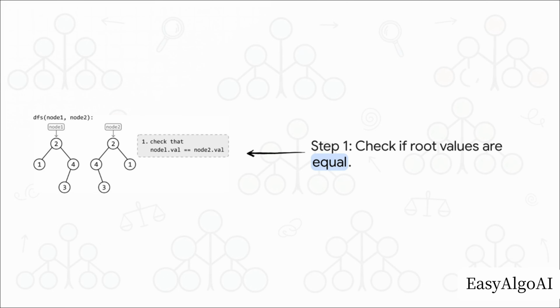We start our DFS, our depth-first search, by taking the root of our left subtree, we'll call that node 1, and the root of our right subtree, node 2. Step 1 is pretty straightforward. We check if the values of these two nodes are equal. If both are 2, for example, node 1 val equals node 2 val is true. This establishes a solid baseline rule before we dive any deeper. Because if these root values don't match, there's no way the tree is symmetric, right? We just immediately return false and save ourselves the trouble.